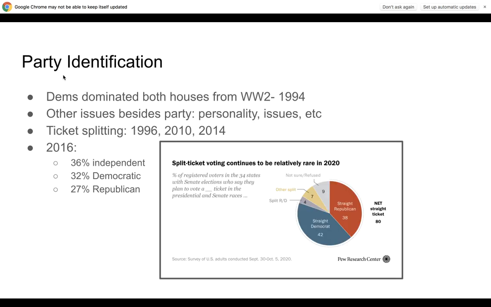All right, now party identification. There's a little bit of history there. Do you need to know all this history? Probably not. But if you do go in the Barron's book, you can get a little overview there. But in Congress, Democrats dominated both houses from World War II until 1994. That sort of came with FDR and the New Deal and how it gained support. Then in 94, the Republicans gained control of the House and the Senate. Okay.